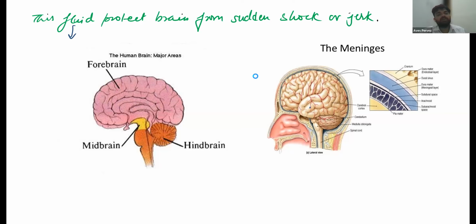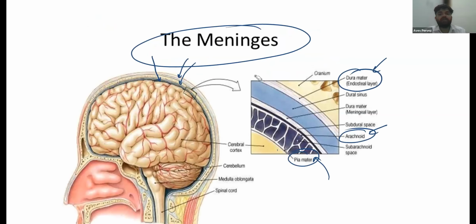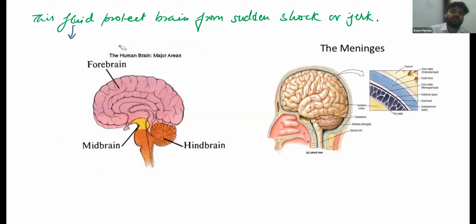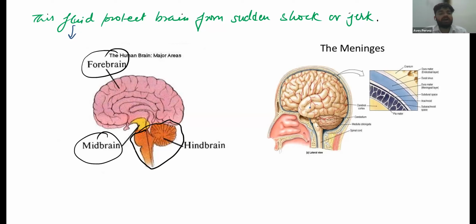Yes, sir. Now we are going to study the brain. We have just studied how the brain is protected. Now we have divided the brain into 3 main regions, the major areas of the brain. The first is the forebrain, the second is the midbrain, and the third is the hindbrain. The pink is the forebrain, the midbrain is this yellow portion, and this orange portion is the hindbrain. So we have divided the brain into 3 main categories.